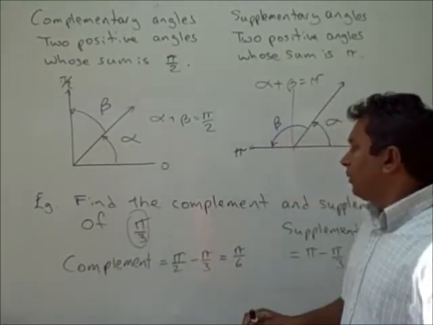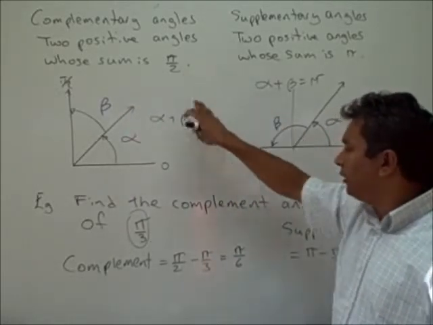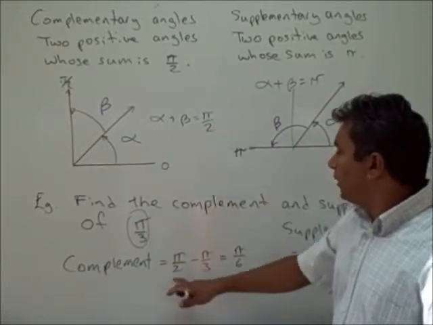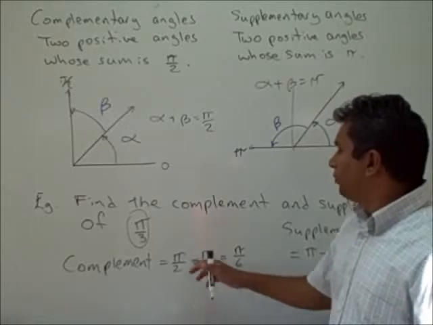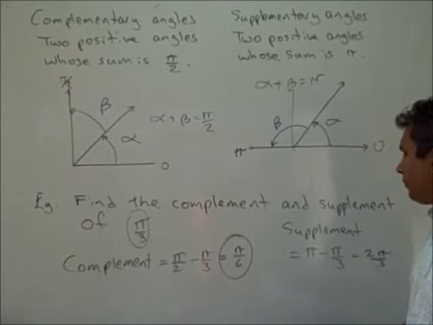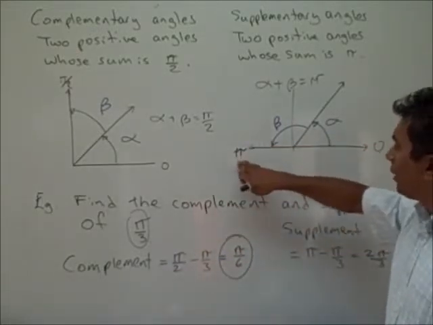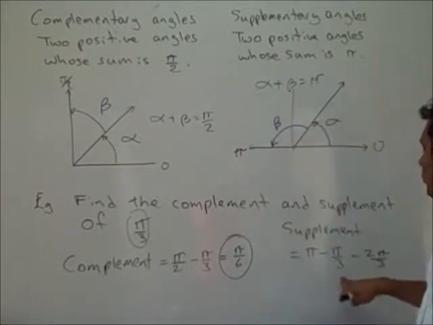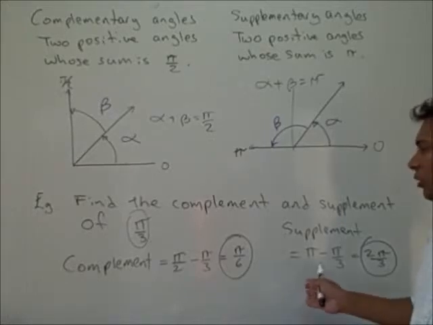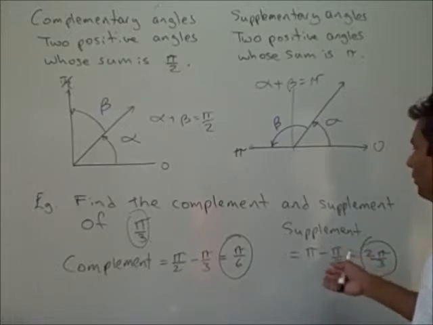Now here in this example, we're asked to find the complement and supplement of pi over 3. We know that complements add up to pi over 2. Therefore, to find the complement of pi over 3, it would be pi over 2 minus pi over 3, which gives us pi over 6. To find the supplement of pi over 3, it would be pi minus pi over 3, which gives us 2 pi over 3.